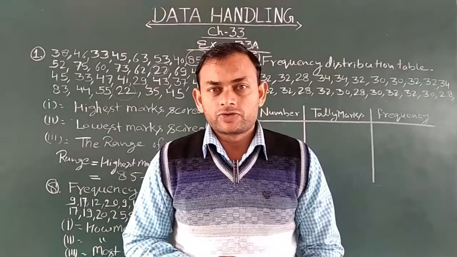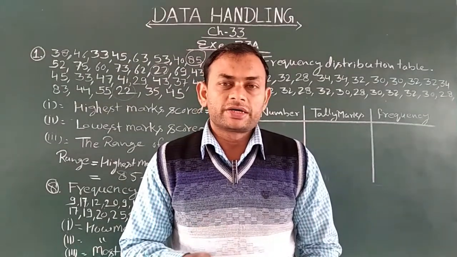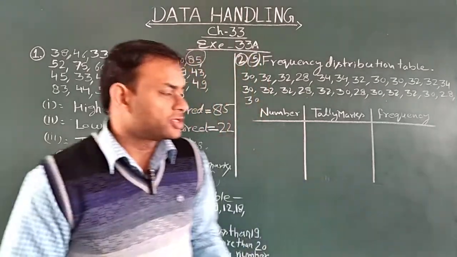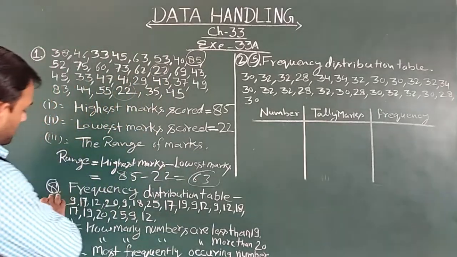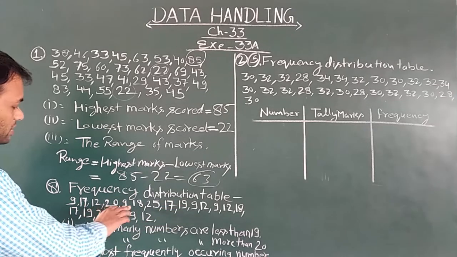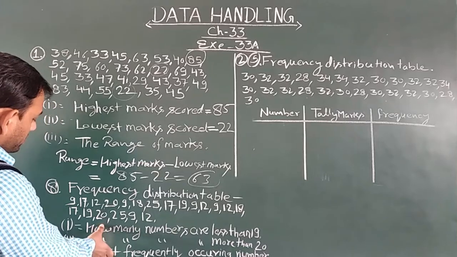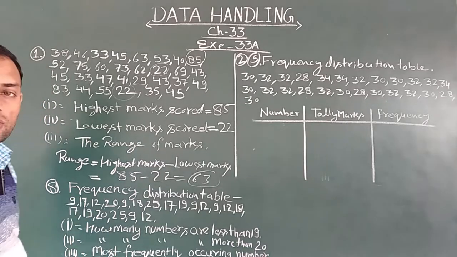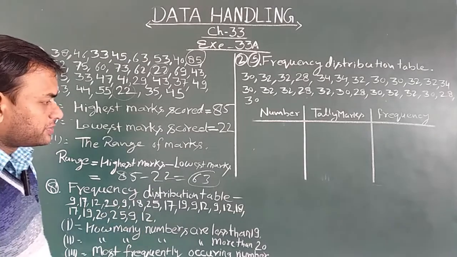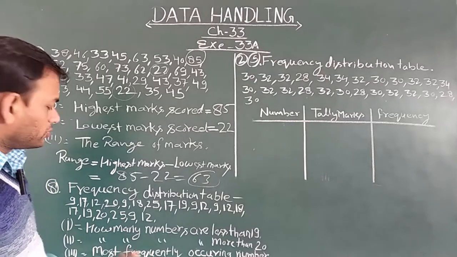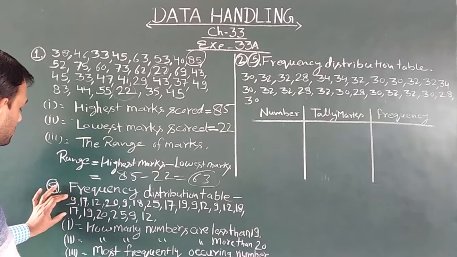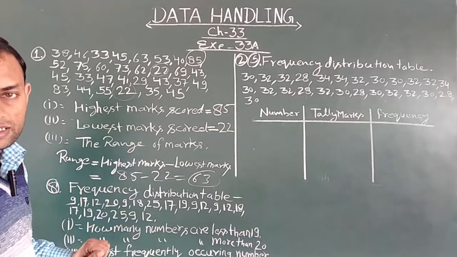Okay. Now I am going to tell you question number 8. In this question, again you have to construct the frequency table and answer the given questions. As you can see, I have already written question number 8 here, and some data is given like 9, 17, 12, 29, and so on, and you have to answer the questions on the basis of this data. If you observe again, you will find only 7 types of numbers are given here. So first of all, you will construct the frequency table for the given data. Got it?